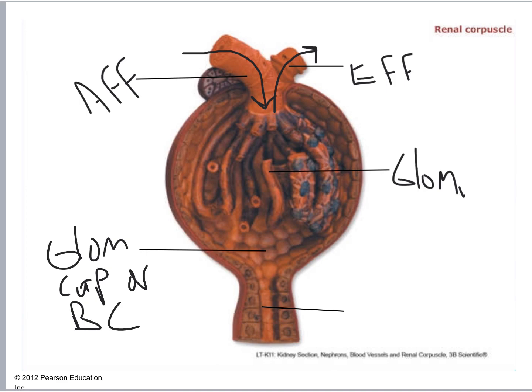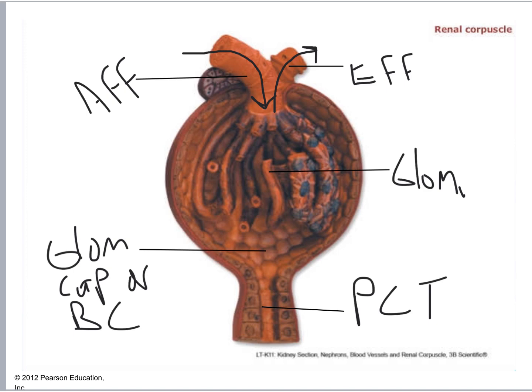Now the Bowman's capsule, the glomerular capsule, forms the next line, which is called the proximal convoluted tubule. Proximal, because it's closest to the renal corpuscle. Convoluted, because if we were able to see the whole thing, it's not a straight tube. It has a lot of twists and turns in it.